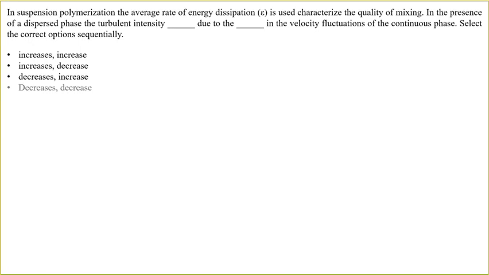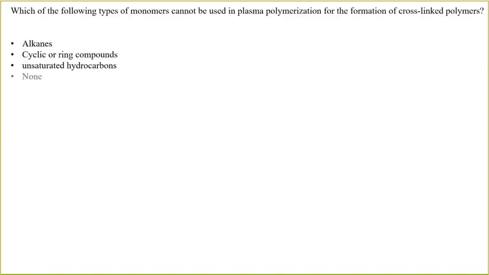So in the presence of a dispersed phase, the turbulent intensity will decrease due to the decrease in the velocity fluctuations of the continuous phase. So that is what is happening. If there is a decrease in the turbulent intensity of the dispersed phase, it can be attributed to the decrease in the velocity fluctuation of the continuous phase.